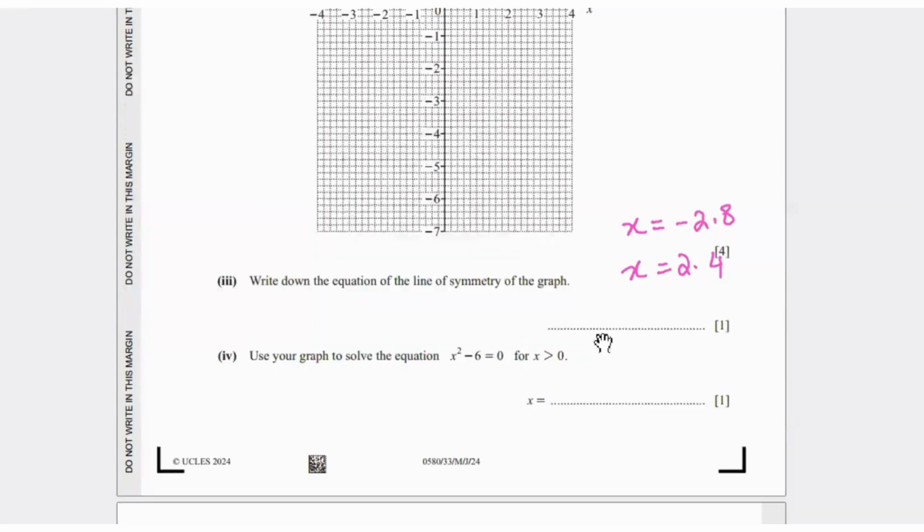We go back to the question, it says for x greater than 0. So that's going to be just 2.4, not negative 2.8. And that's your answer.